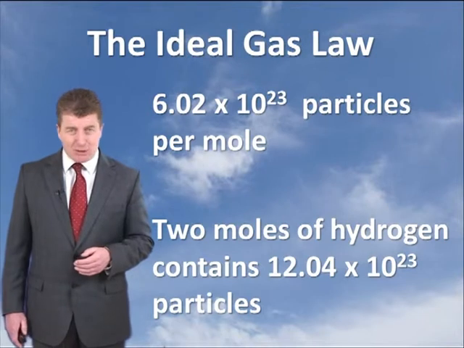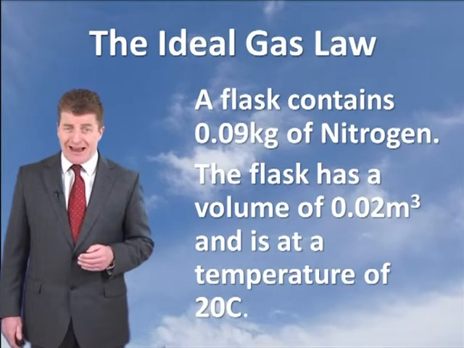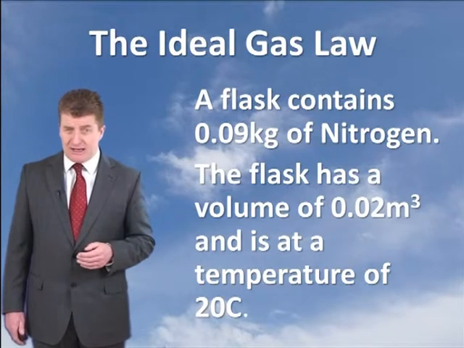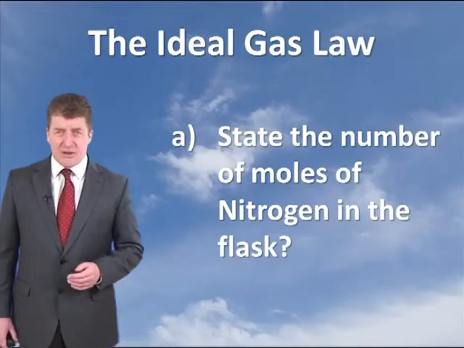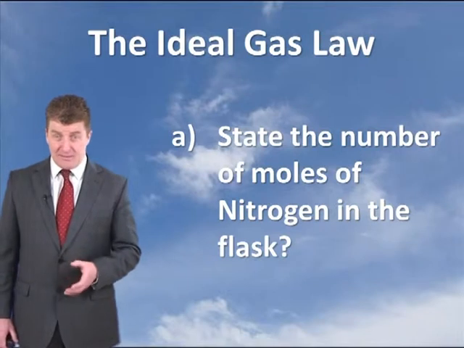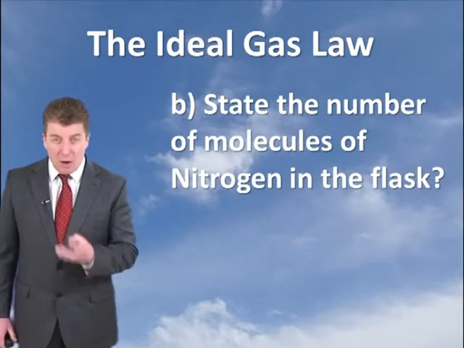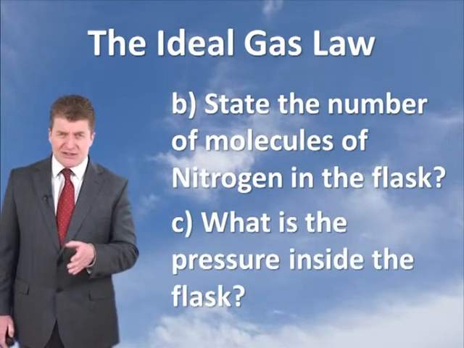Let's do an example using the ideal gas law. A flask contains 0.09 kilograms of nitrogen. The flask has a volume of 0.02 meters cubed and is at a temperature of 20 degrees C. First of all, I want you to state the number of moles of nitrogen in the flask. Then state the actual number of molecules of nitrogen in the flask. And say what the pressure inside the flask is. Let's go through this exercise.